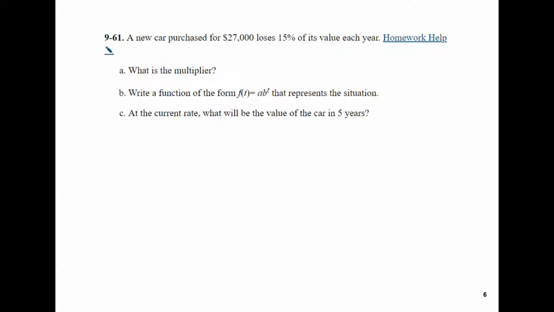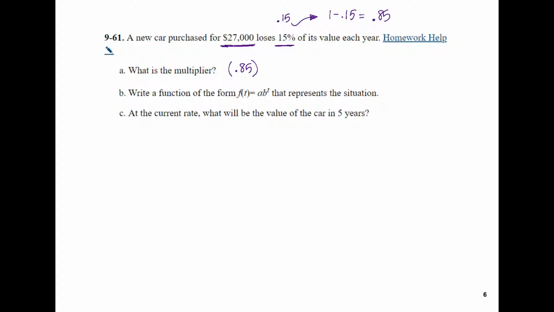9-61, a new car is purchased for $27,000. It loses 15% each year. So we know 15% as a decimal is 0.15. But in exponential decay, we want to do 1 minus 0.15. So we get 0.85. What is the multiplier? So our multiplier is 0.85.